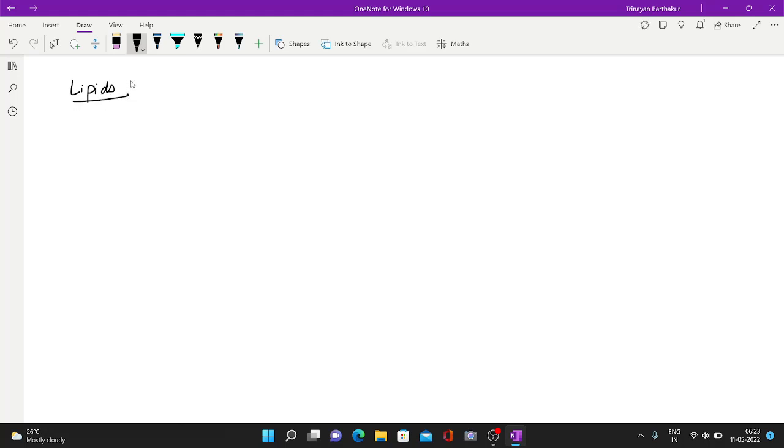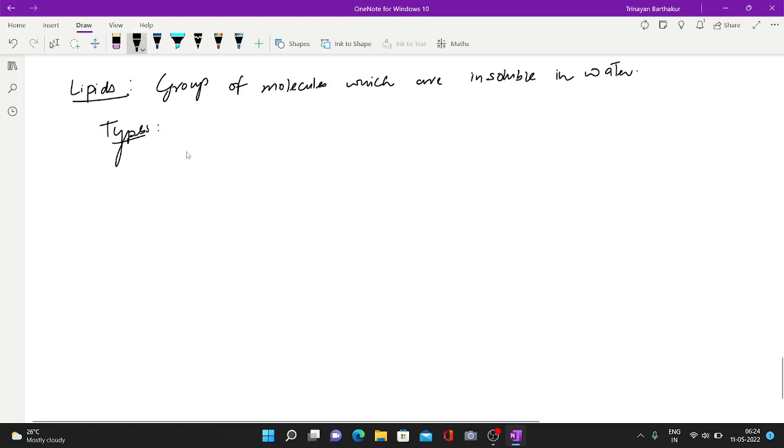Now what basically are lipids? Lipids are basically a group of molecules which are insoluble in water. There are a variety of molecules which are insoluble in water, and all of them combined give you lipids.